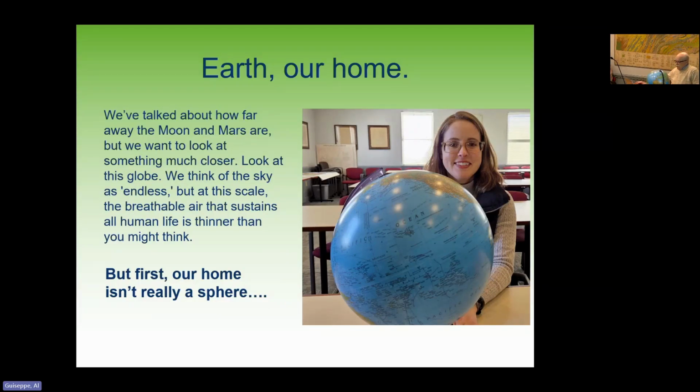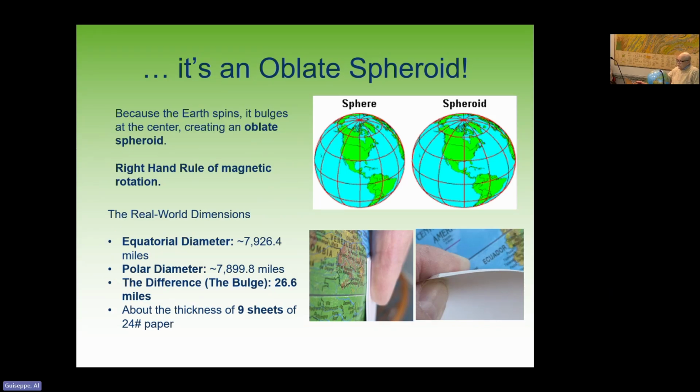Now, talk about how far away things are, like the Moon and Mars. Let's go a little closer here. The Earth is actually not round, it's an oblate spheroid. And if you use the right-hand rule of magnetic rotation, if you can never figure out which way this goes, in physics we know the right-hand rule. Right hand, thumb up, that's north. That's true through the whole universe. Anything that has magnetics follows that right-hand rule of rotation. North is up, and it goes this way.